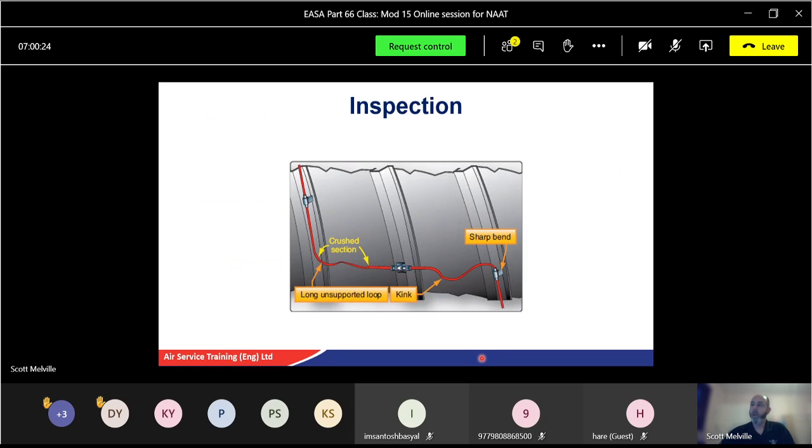So there we go, inspection. There's a routine of the fire detection, watching out for sharp bends like that at the joint, which is not very good. Kinks in the cable, long unsupported runs, so that could vibrate away, all that sort of thing.